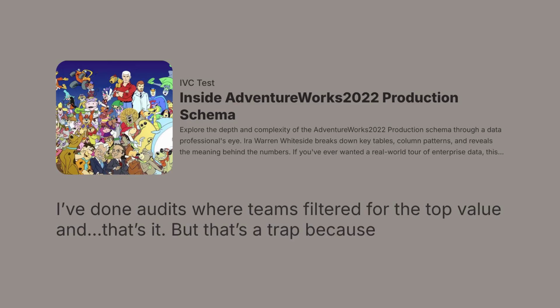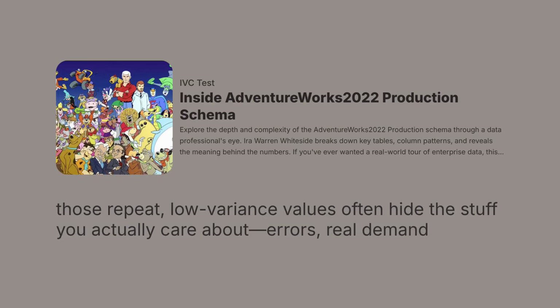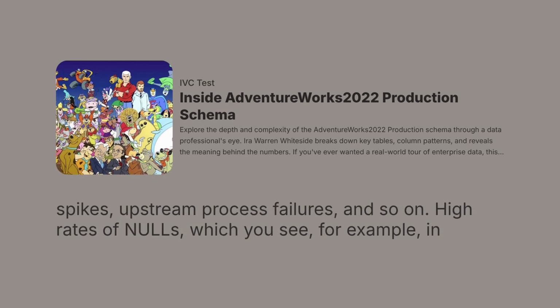I've done audits where teams filtered for the top value, and that's it. But that's a trap because those repeat low variance values often hide the stuff you actually care about. Errors, real demand spikes, upstream process failures, and so on.